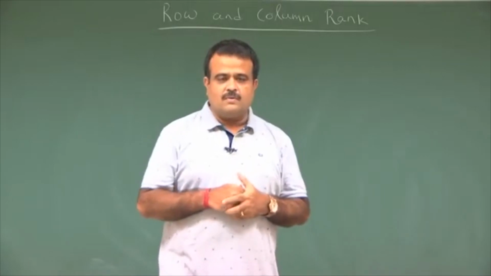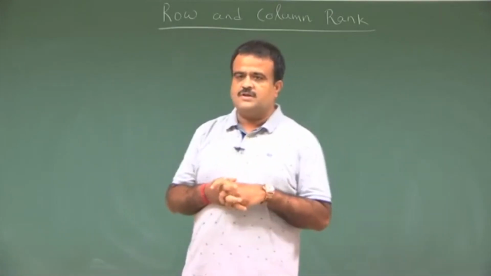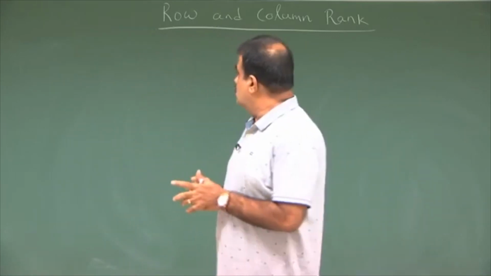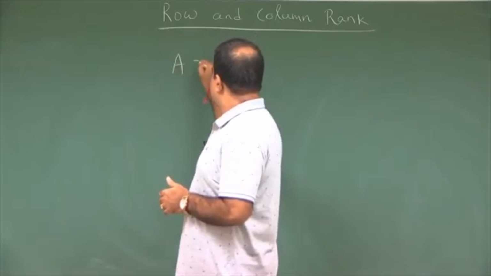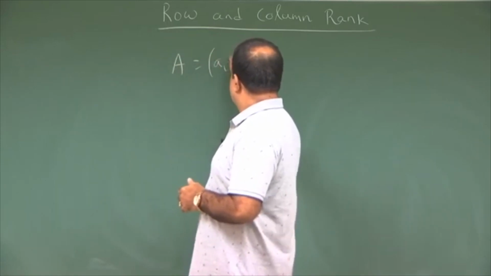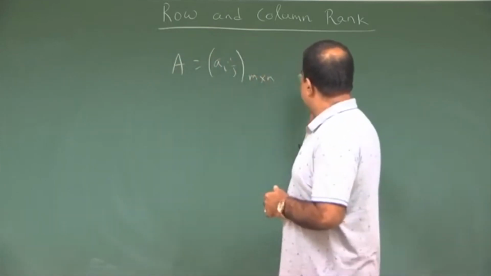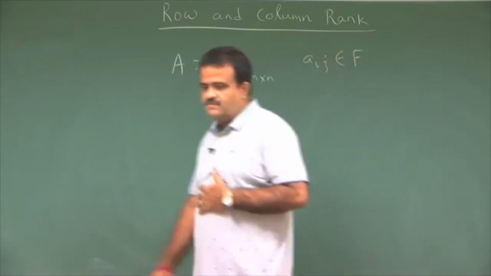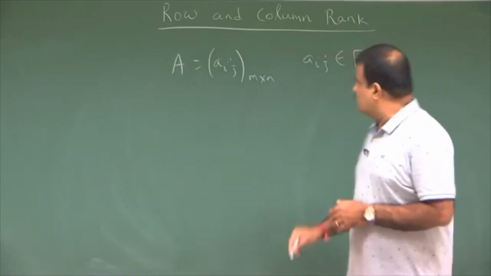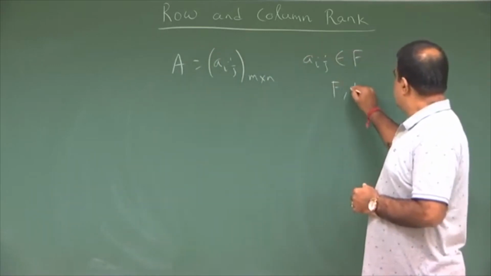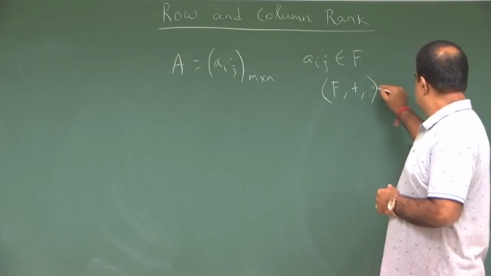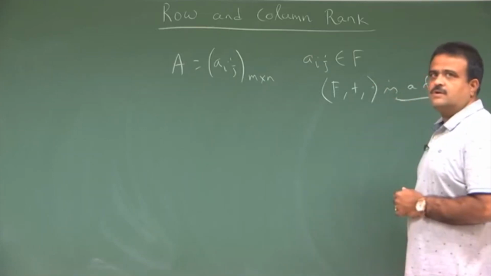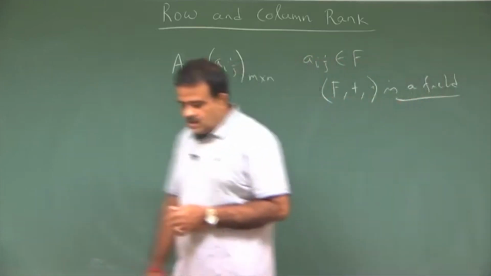Okay, so we are talking about rank of a matrix. Today we will discuss the row rank and column rank of a matrix. Suppose we have a matrix A, which is an m by n matrix: m rows, n columns, and these elements are coming from a field. We can take F to be the real field also, but in general this is a field with two operations. We can talk about any field.